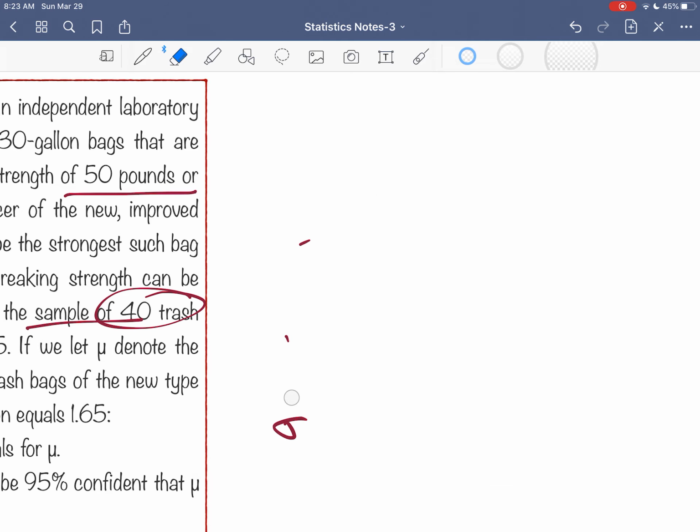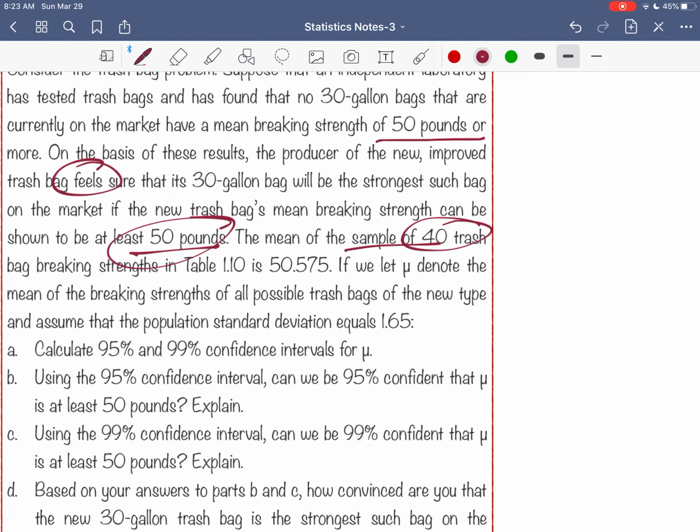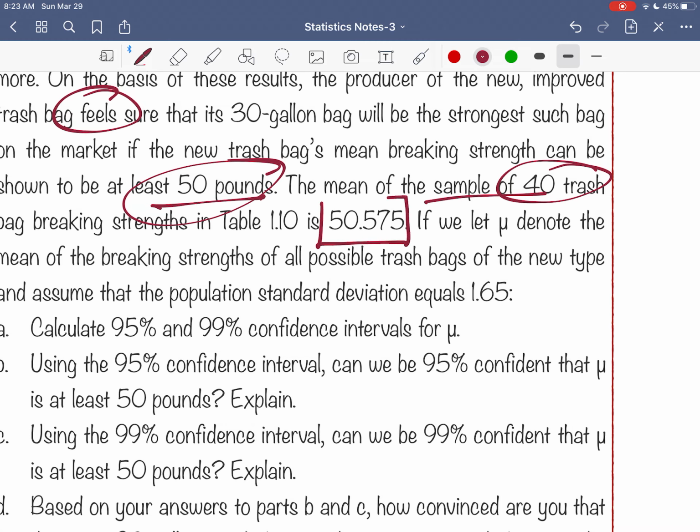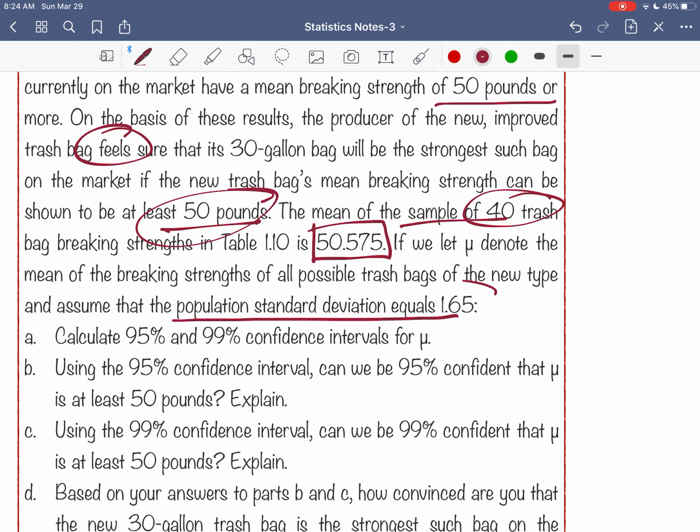So let's take these out here. Continue the problem. So they took a sample of 40 and the result was that the average was 50.575. For someone who doesn't know statistics, they would say, well, hey, that's enough evidence. But no, this could have just been a result of a random sample. Maybe the sample they've taken was for some reason extra strong. But that's not indicative that that's the case for the entire population. So there's your average, 50.57. And they go ahead and tell us that the standard deviation of the population is actually 1.65.